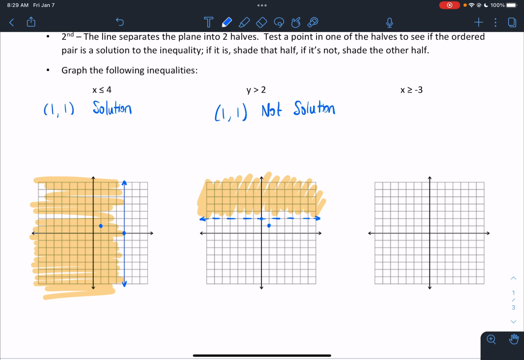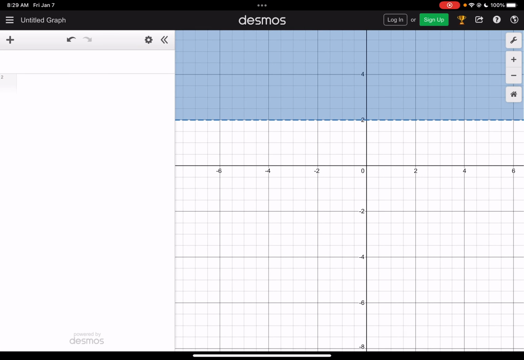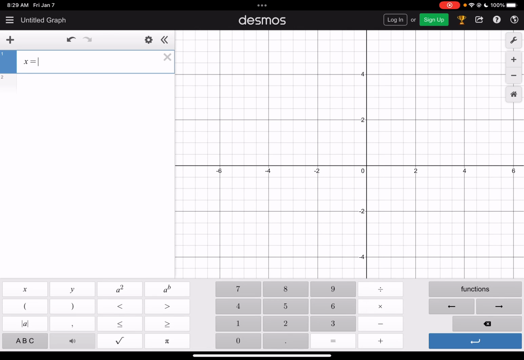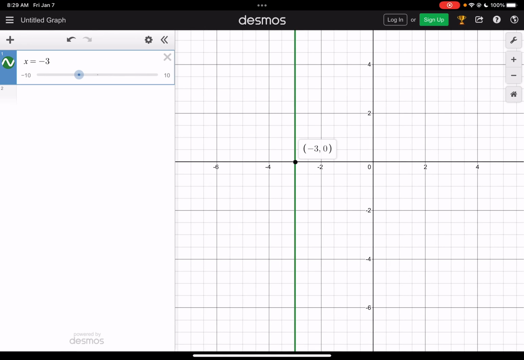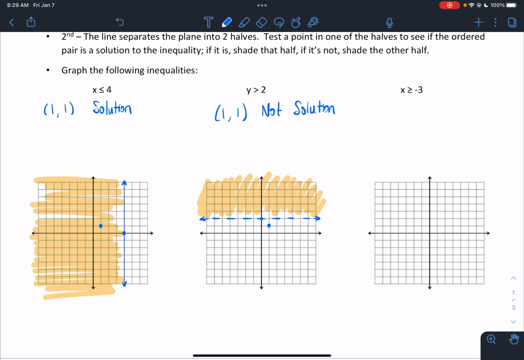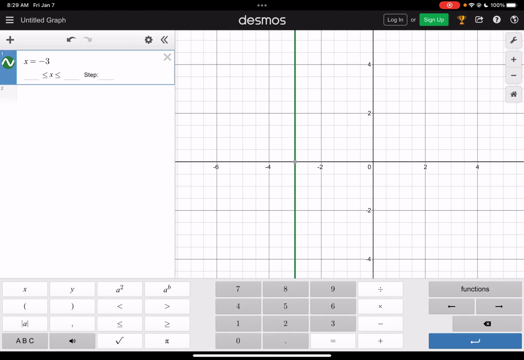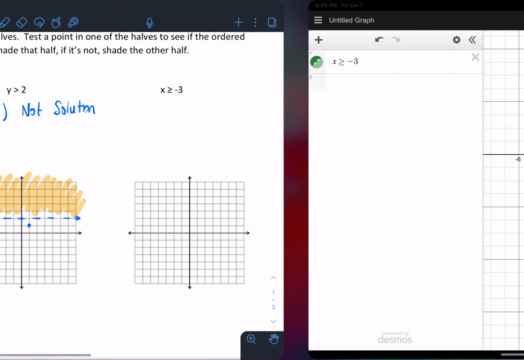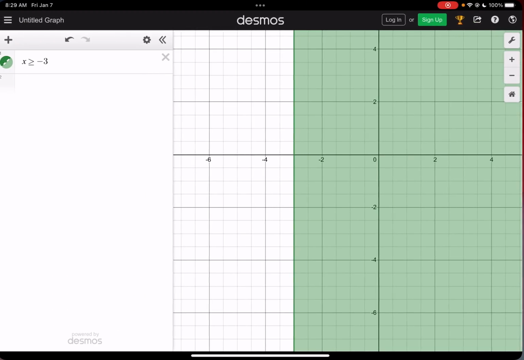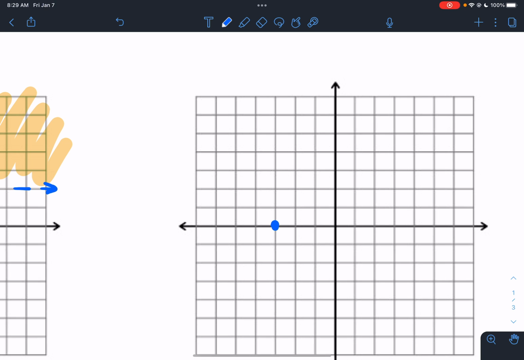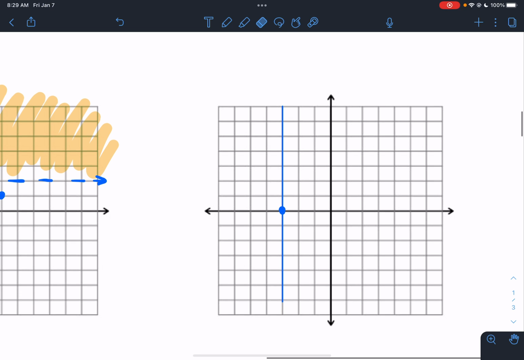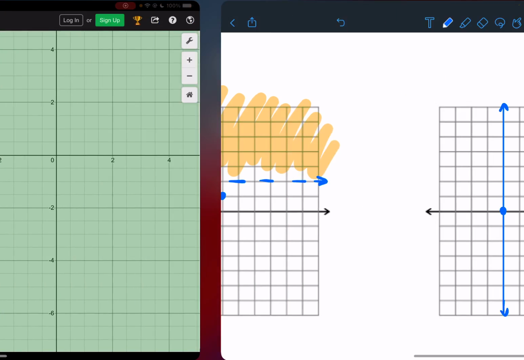And then I can do the same thing with the last one. x is greater than or equal to negative 3. Again, I'm going to graph it just like it is an equal sign first. See that I've got a vertical line there, and then I'm going to go ahead and change it to a greater than or equal to sign. Just like that. There you go. So it's a solid vertical line. Like that. And I am shading everything to the right of that line.